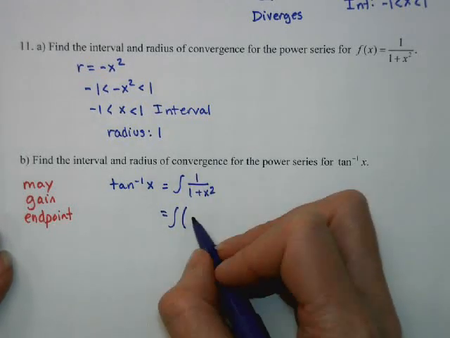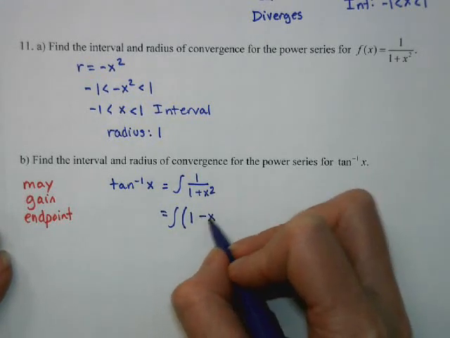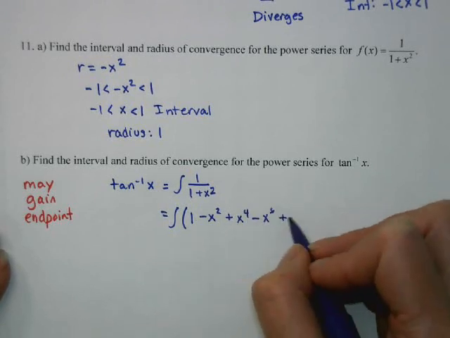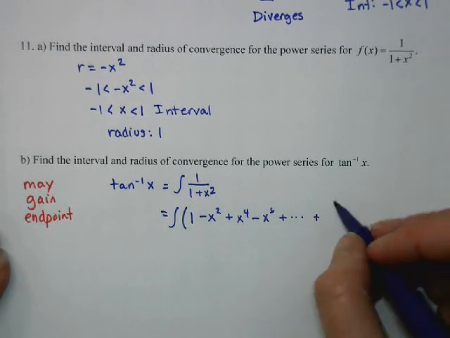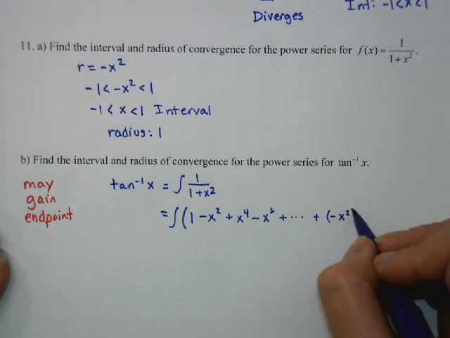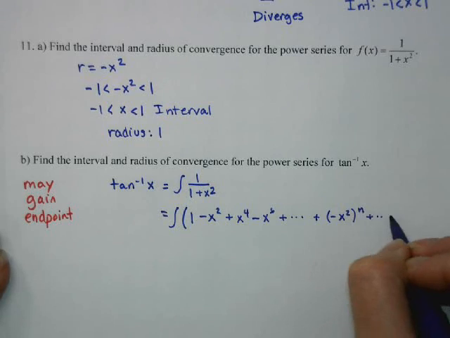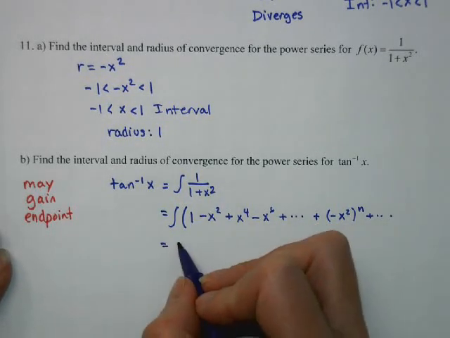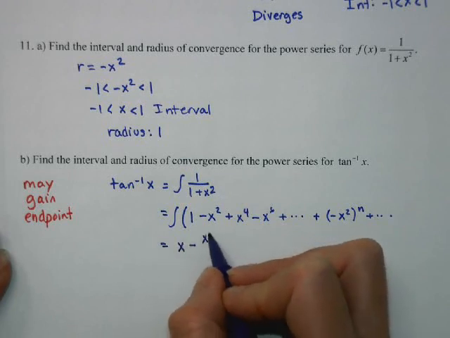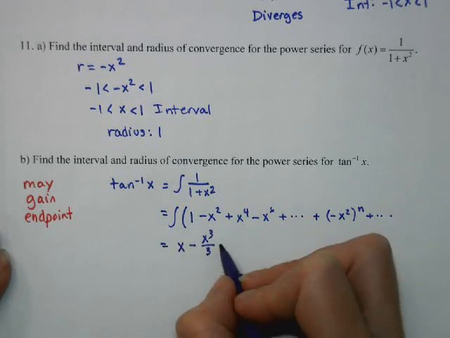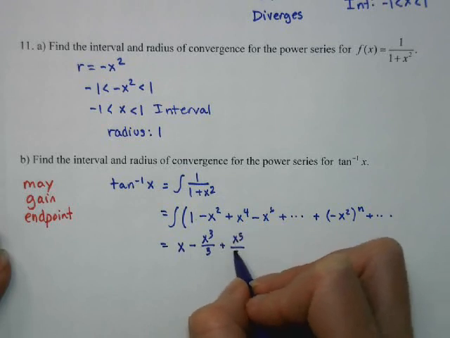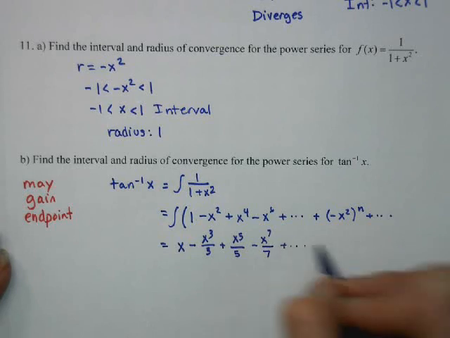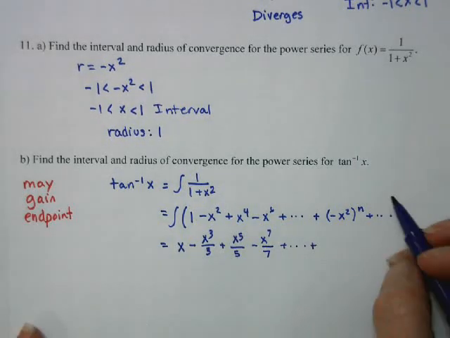So this power series, a1 is 1, so this is 1 minus x squared plus x to the 4th minus x to the 6th, and so on. So that's just going to be negative x squared to the n. And then we will integrate. So this will be x minus x cubed over 3 plus x to the 5th over 5 minus x to the 7th over 7. So what's happening in this series?